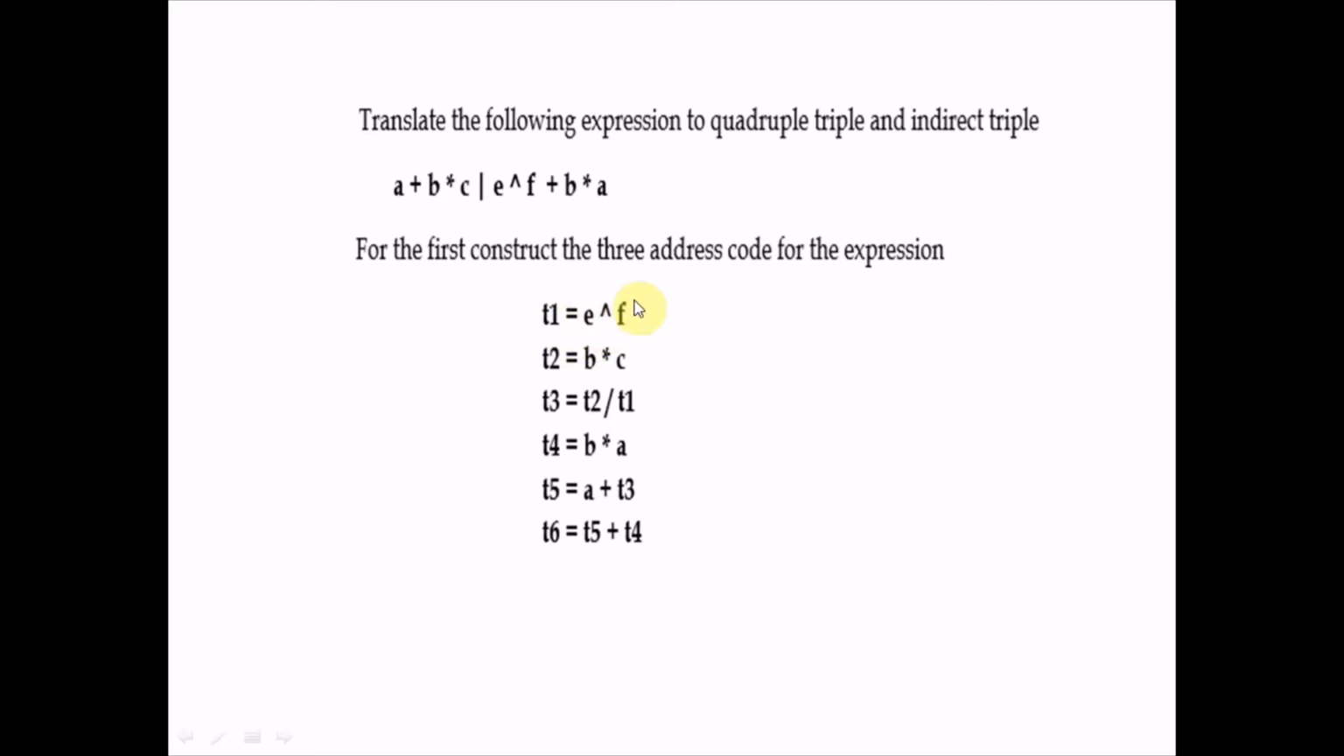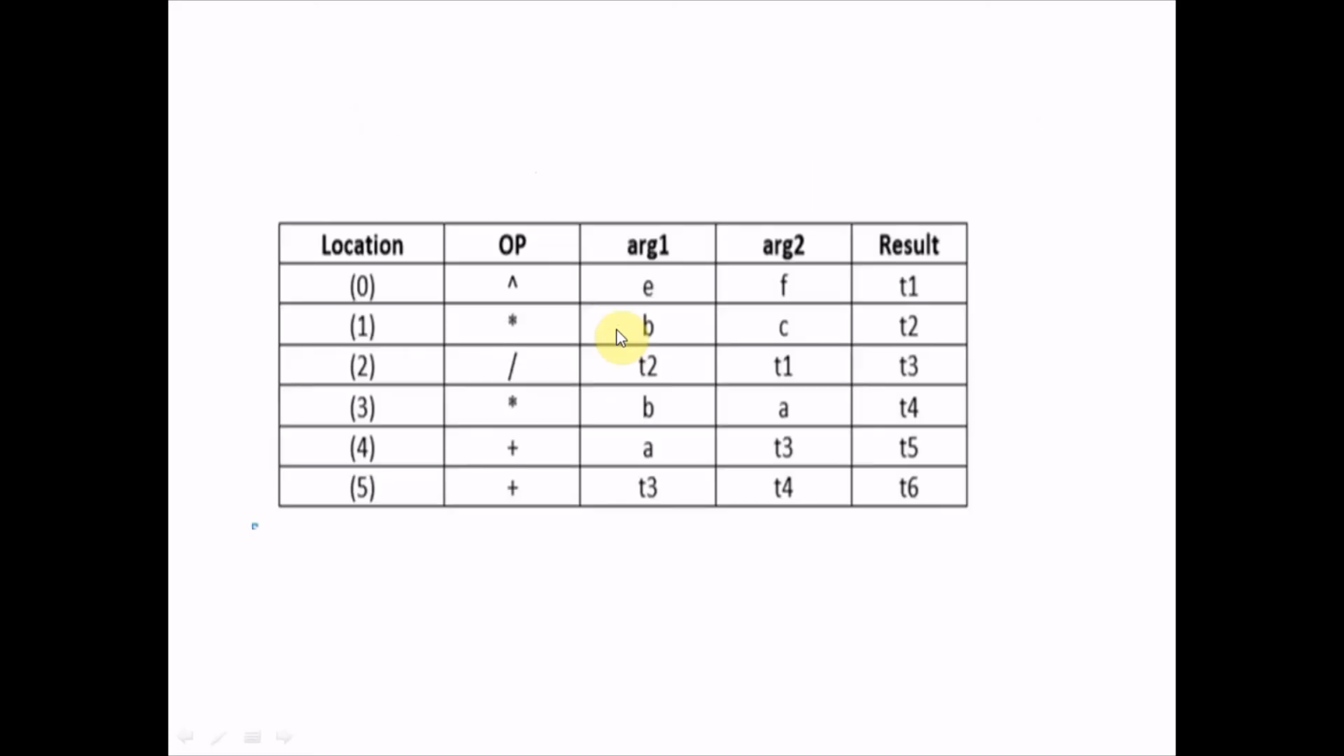But in total at most 3 addresses are there. It is a three-address code, but for representing three-address code, we are using quadruple format: operator, argument 1, argument 2 and result. And location corresponds to where it will be stored in the symbol table.